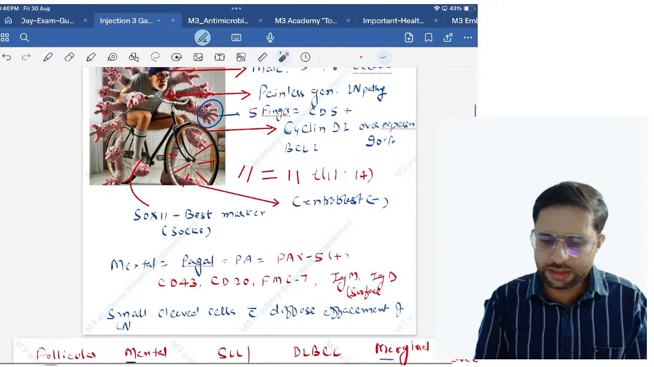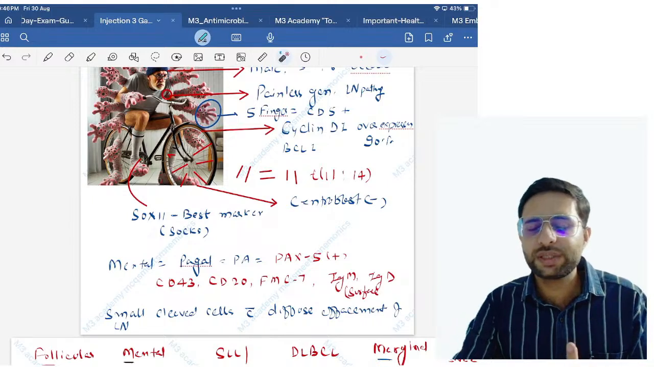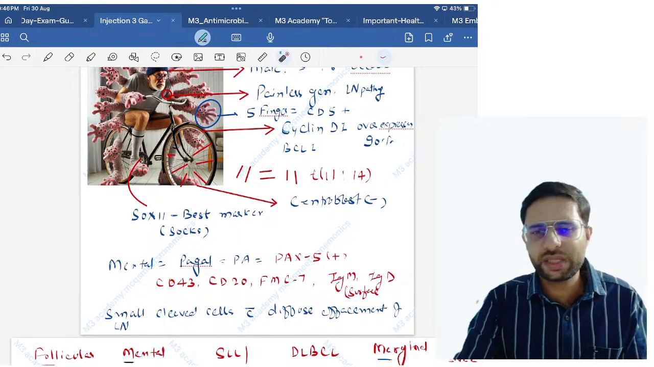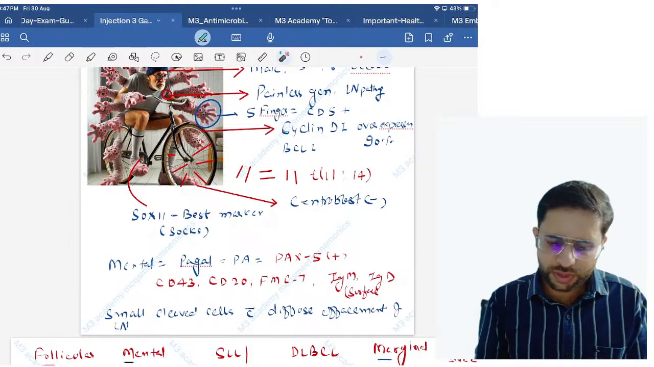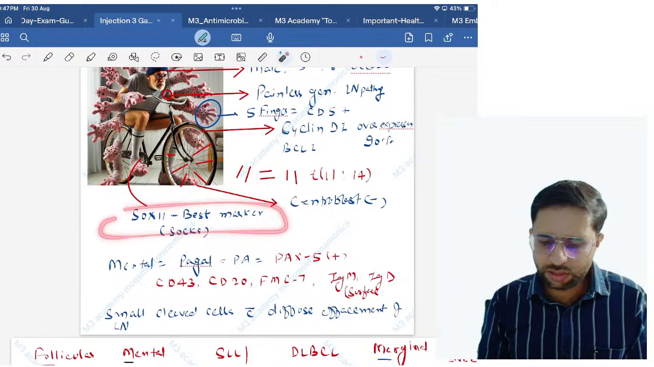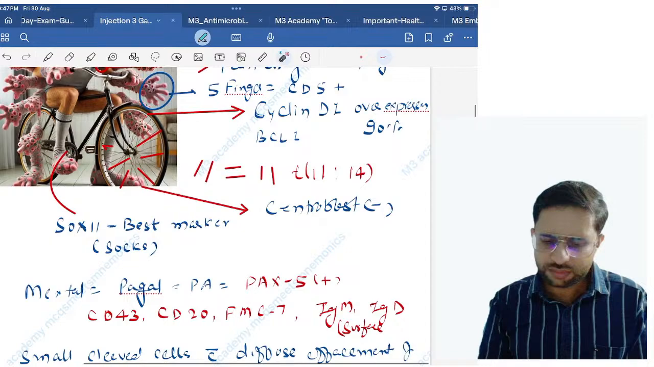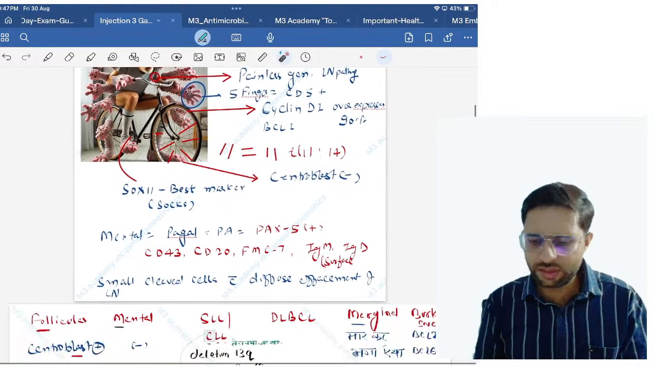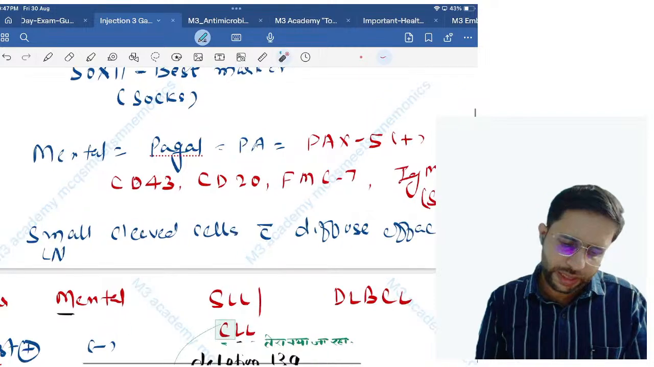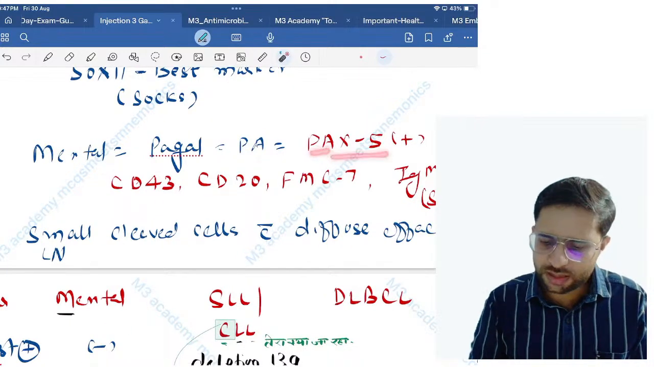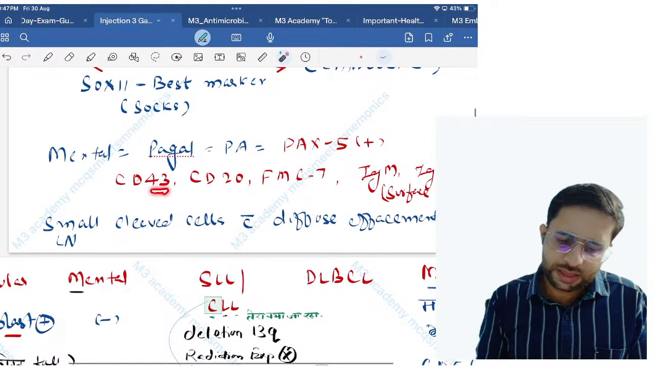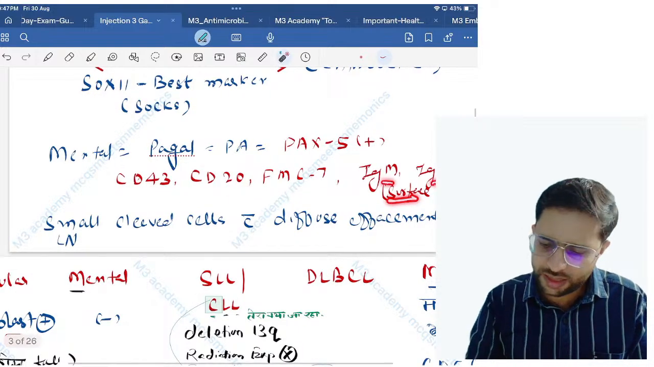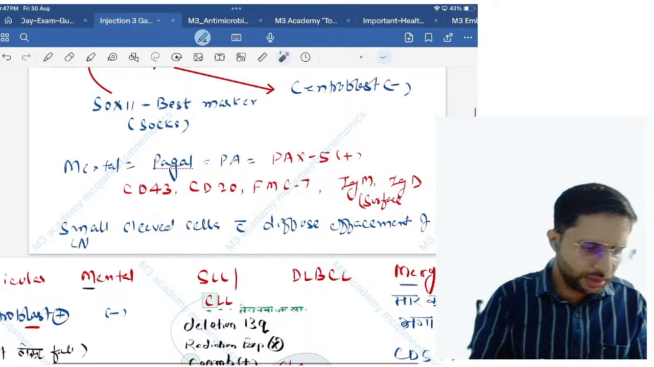Yes. So even in a cyclin D1 negative patient, because cyclin D1 is present in only 90% of patients, but in 10% of patients with mantle cell lymphoma it is not there. So what will be the best marker there? SOX11. Now, centroblast is absent. So nothing is blasting in the cycle. Now mantle means pagal. Pagal means PA, PA means PAX5 positive. And you can say CD45, CD20, FMC7 also positive. Surface IgM and IgD also positive. Yes. So this thing is clear.